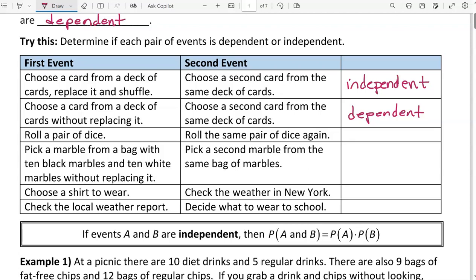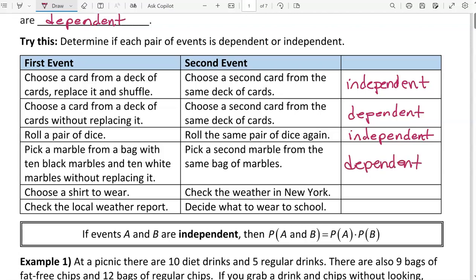If I roll a pair of dice and then I roll the same pair again, the probabilities are the same each time, so they're not affected by the other roll. So those would be independent events. And then if I pick a marble from a bag of 10 black marbles and 10 white marbles without replacing it and then pick a second marble, the probability of the second pick is affected by what happened on the first pick. So those are dependent events.